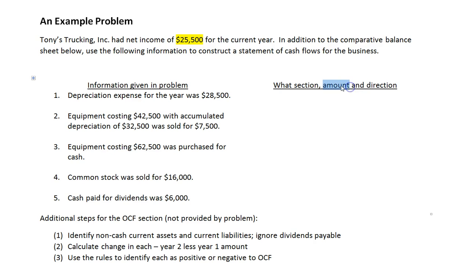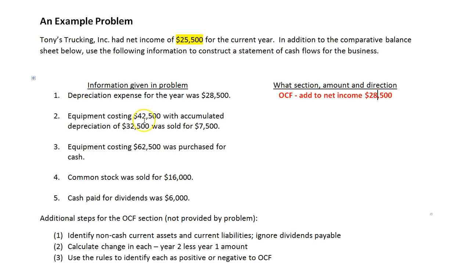The amount that's going to go in that section, and the direction, i.e. a positive cash flow or a negative cash flow. All right, depreciation expense for the year was $28,500. So this is going to be added back. Remember, it's our first adjustment to net income, so it's going to be added back to net income in the operating section. So I put OCF, meaning operating cash flow. We're going to add back the $28,500 because this is a non-cash expense. So it deduces from net income, but it doesn't require the payment of cash. So we're going to add it back to net income if we're trying to get to the cash figure.